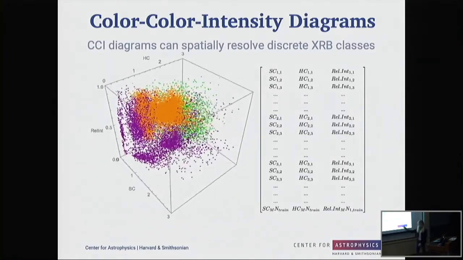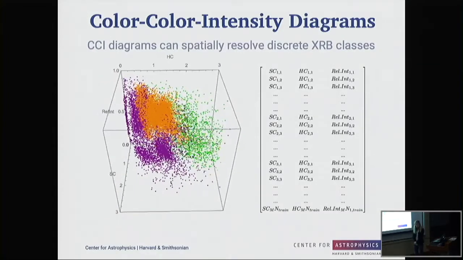So what do we actually do with this data? And how do we actually develop a model? When we have one of these data points, we can create an n by 3 matrix where each row corresponds to a single point. Each row might be the value for the soft color, the value for the hard color, and the relative intensity for a single point. That is then mapped to a classification of 1, 2, or 3, where that can be a black hole, a non-pulsing neutron star, or a pulsar.